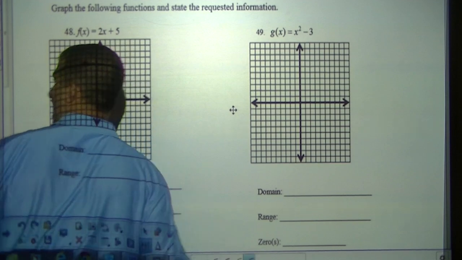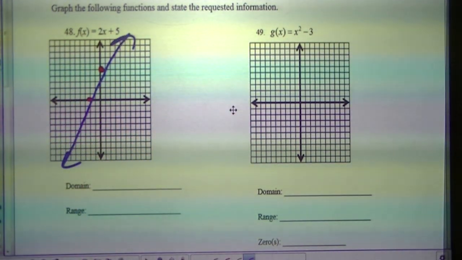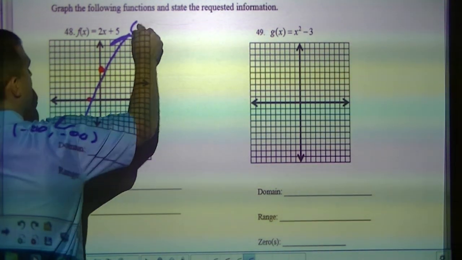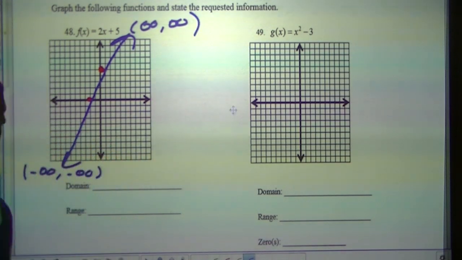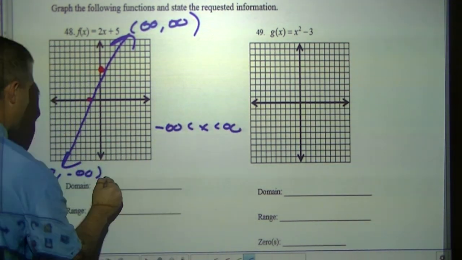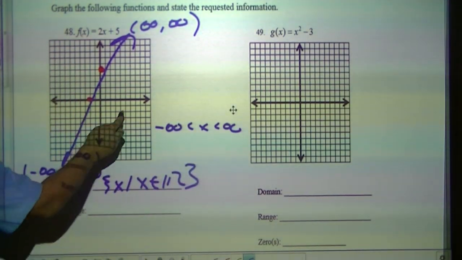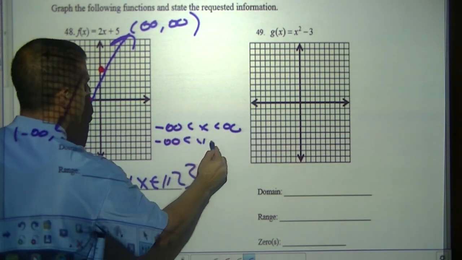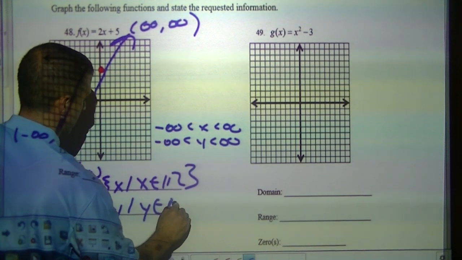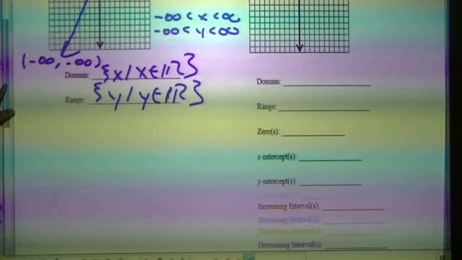So what I have is this. Now, since this is a line, I know that's negative infinity, negative infinity. This is positive infinity, positive infinity. So the domain, smallest x is negative infinity, biggest x is that, so I know my domain is all real numbers. The range, my smallest one is negative infinity, my biggest one is positive. So my range is all real numbers. See if there's anything else there. No, that's good for there.